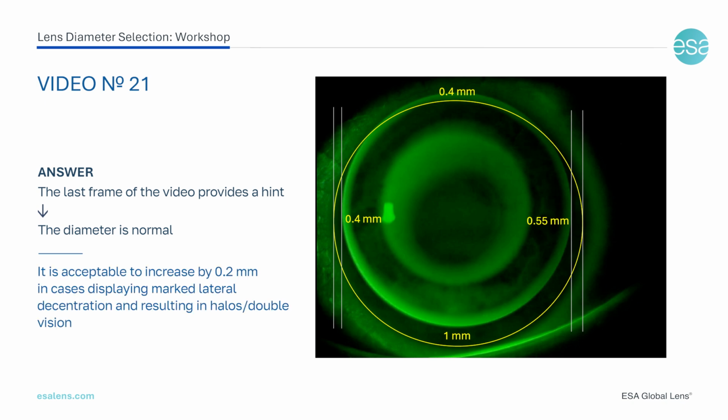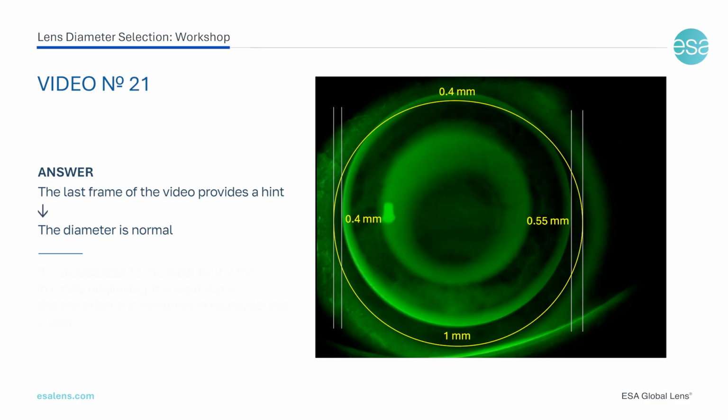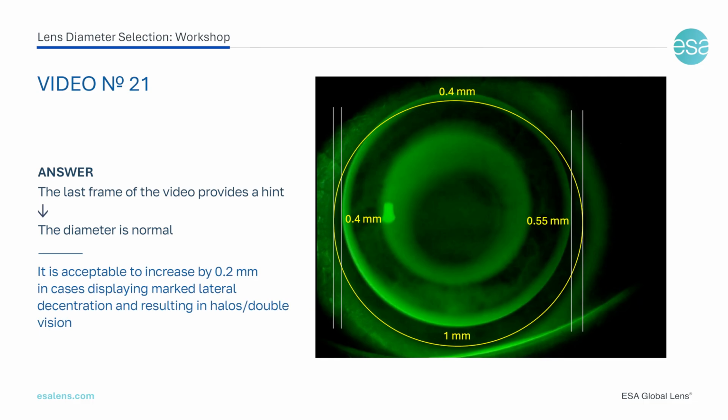If, however, there is pronounced lateral decentration and reports of persistent halos or double vision, it is acceptable to increase the diameter by 0.2 millimeters. This adjustment would tighten the horizontal gap to an ideal 0.75 millimeters, though it would bring the vertical gap down to 0.4 millimeters, significantly below target.